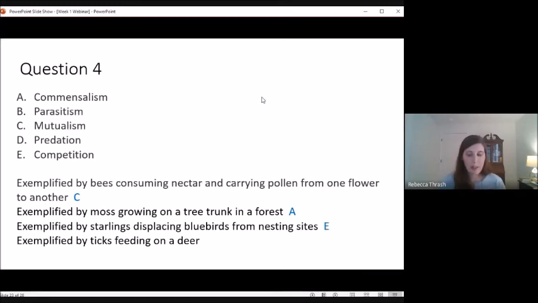So ticks feeding on a deer. Now the tick is getting some food, so that's a positive, but the deer is losing its own blood. It's being exposed to possible disease that the tick could be carrying. So that is a negative thing. So that would definitely be parasitism.